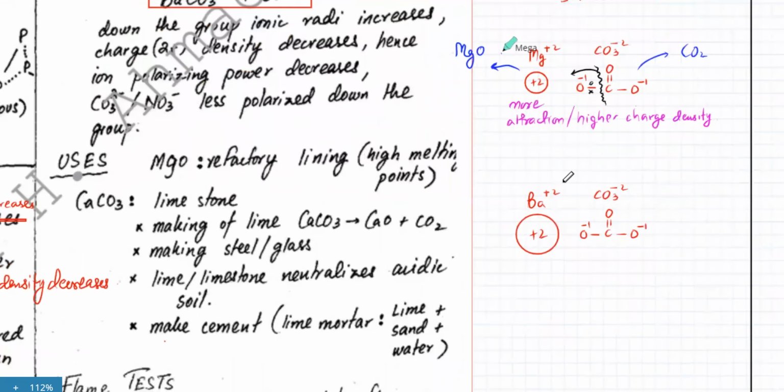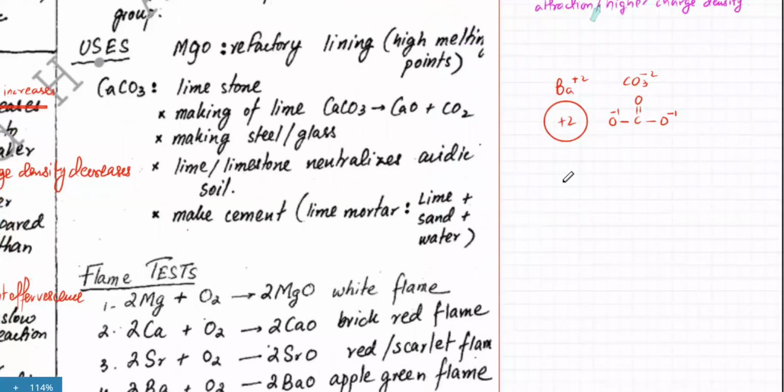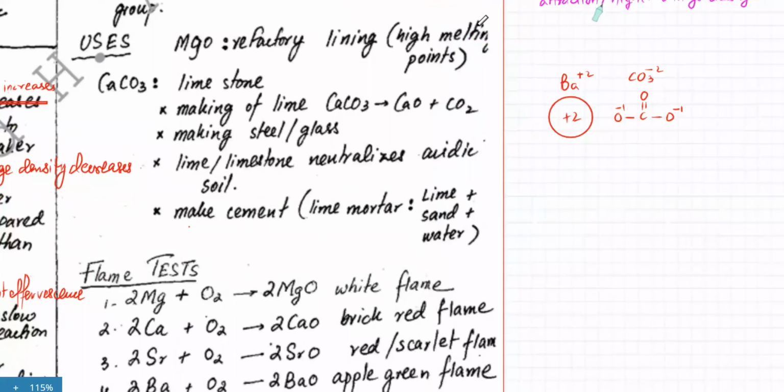That's about it. We're done with group 2. You just have to write uses. Remember, MgO is often used as a ceramic. Why? Because it's got a very strong ionic bond, and it's got a very high melting point. So that's MgO. So you make tiles out of MgO for furnaces, etc.